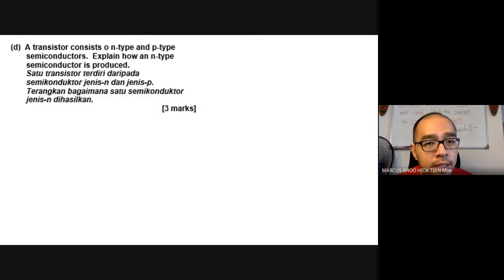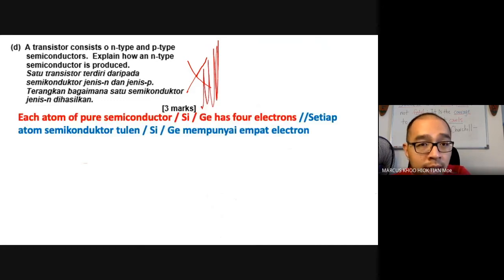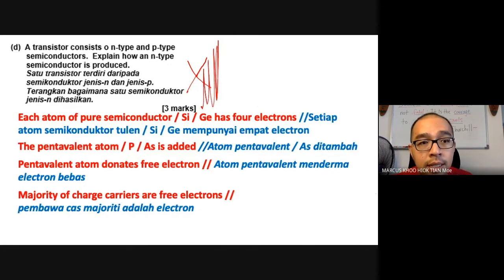Okay, transistor, explain how an N-type semiconductor is made. Okay, this one, everyone, I need you to cancel this question. Not because I'm a fan of cancel culture, but this is no longer relevant. This is actually not in your syllabus. But if you really want, I'm going to show you the answer. You can take a screenshot of this. Each atom has 4 electrons. The pentavalent is this one, and the pentavalent donates a free electron. Majority of charge carriers are free electrons. This is all old syllabus stuff, which is good to know.